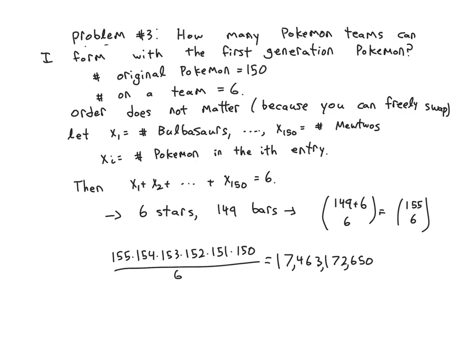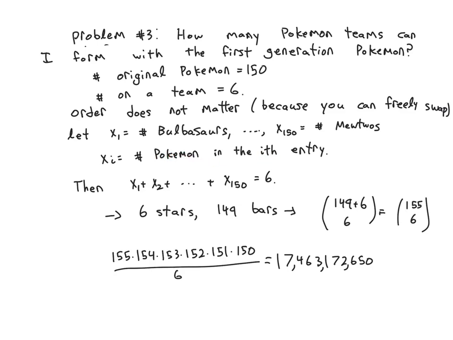Well, how do you solve this problem? Well, you could turn it into a linear equation like on the previous problem. You let x sub 1 be the number of Bulbasaurs on your team, x sub 2 be the number of Venusaurs, x sub 3 be the number of Ivysaurs. Man, I got it out of order. Oh well. All the way up to x150, that's Mewtwo, the number of Mewtwos. In general, x sub i is the number of Pokemon in the ith entry in the Pokedex.